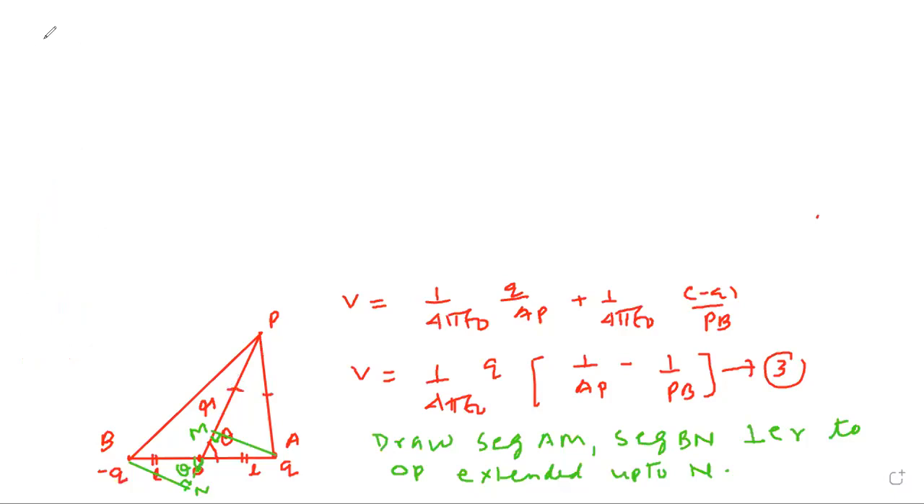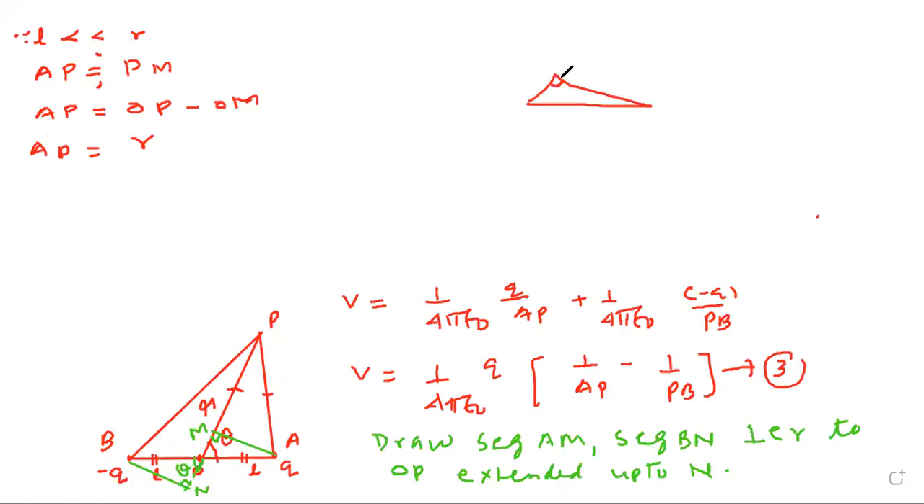So I'm writing like this. Since L is very, very small than R, then the distance A to P is approximately the distance P to M. Therefore, AP I can write as OP minus OM. OP is nothing but R, O to P, is it R? And see, this is a right angle triangle. This angle is theta. This is A. This is M. This is O.